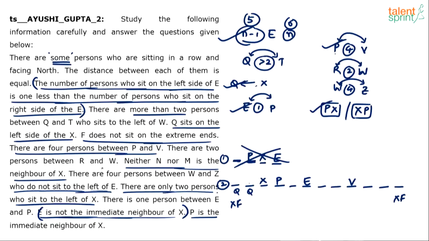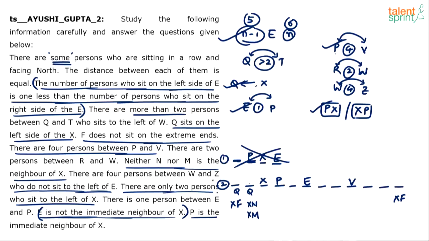Neither N nor M is the neighbor of X. See, one neighbor of X is fixed already, P. But the next point says neither N nor M is the neighbor of X. So N and M cannot come in this position, the second position, because then they will become the neighbor of X. Q can come, but N and M cannot come here.